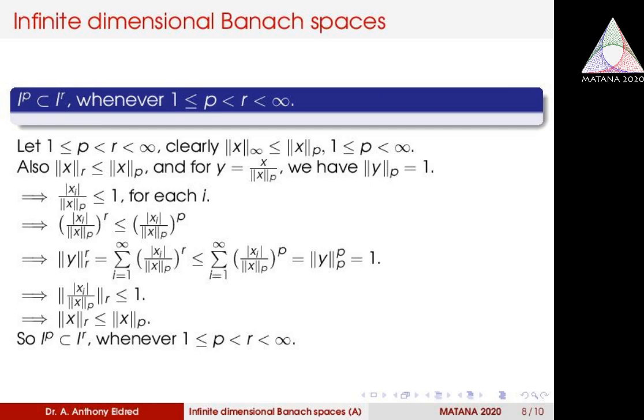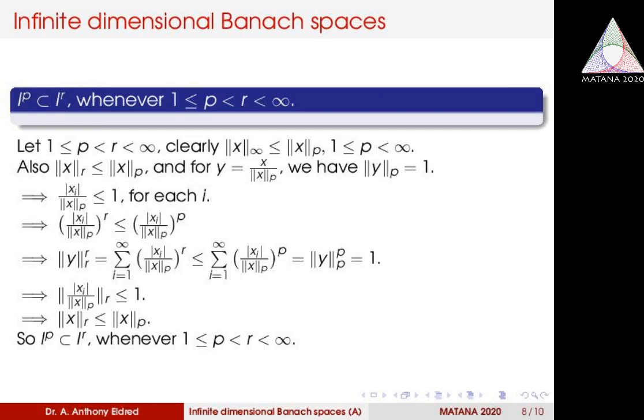So here we are considering r norm of y to the power of r. Therefore this term is less than or equal to summation i equal to 1 to infinity modulus of xi by p norm of x to the power of p, because we have already shown that the corresponding quantities satisfy the inequality, and so we can take the summation. But the term on the right hand side, summation i equal to 1 to infinity modulus of xi divided by p norm of x to the power of p, is equal to p norm of y raised to the power of p, which is equal to 1.